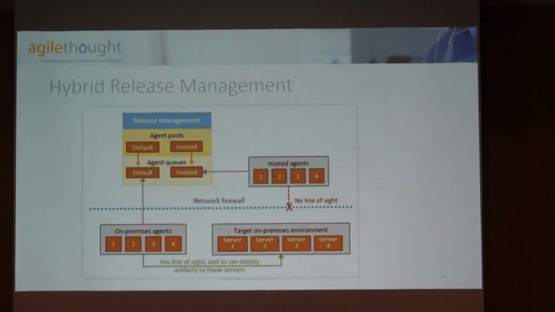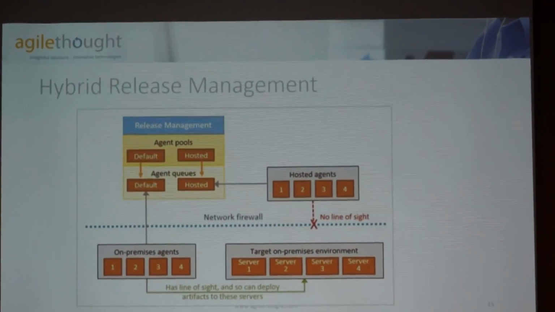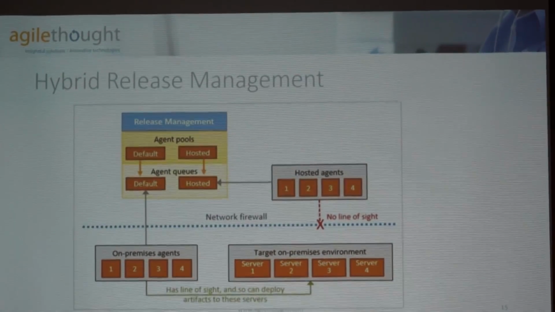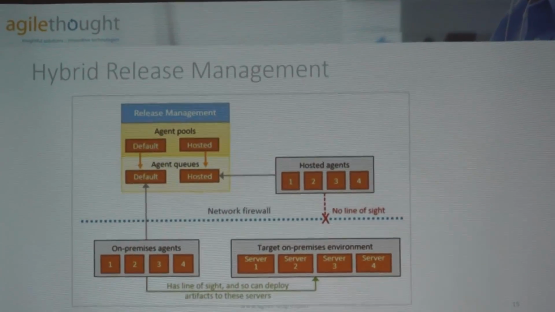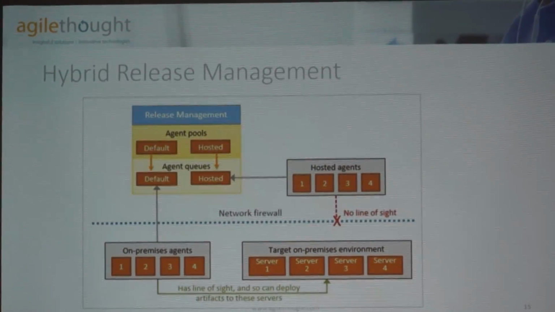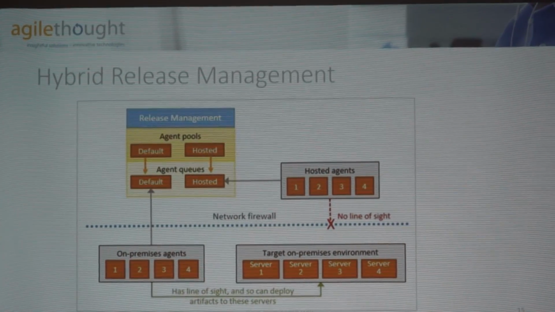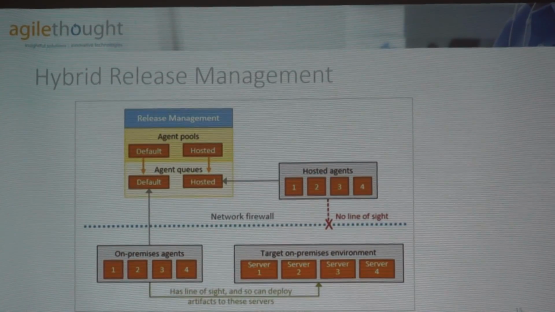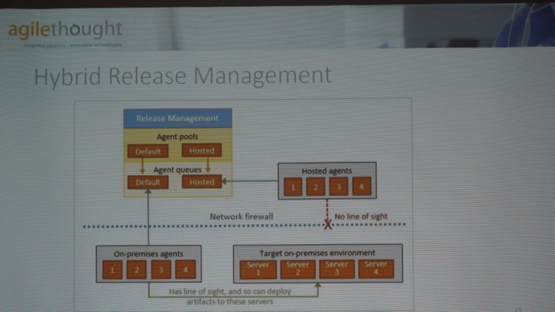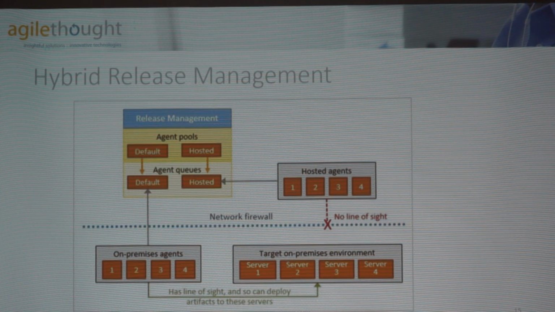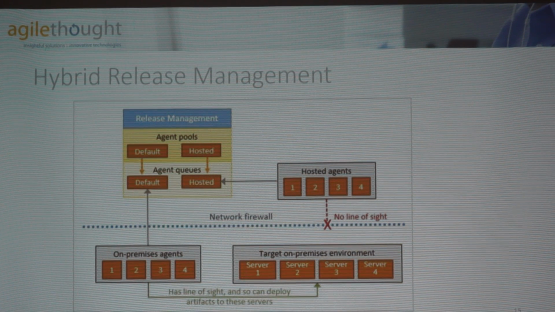So not everybody wants their code in the cloud. Not everybody wants to do everything in the cloud. But they want to take advantage maybe of some of the features the cloud has to offer. So what we have the ability to do is use these agents on premises that can talk to a release management in the cloud through agents, okay? And then we can actually release to our target environment because our on-prem agents can talk to both, okay?